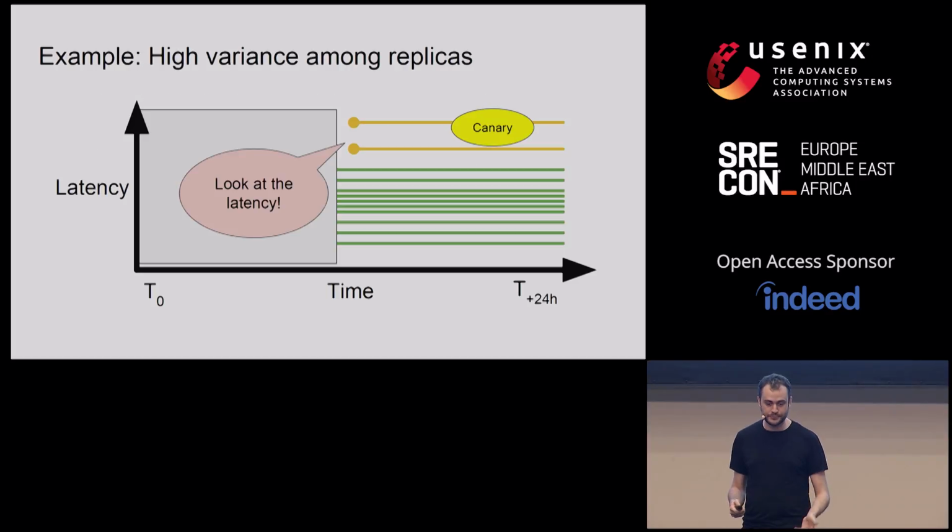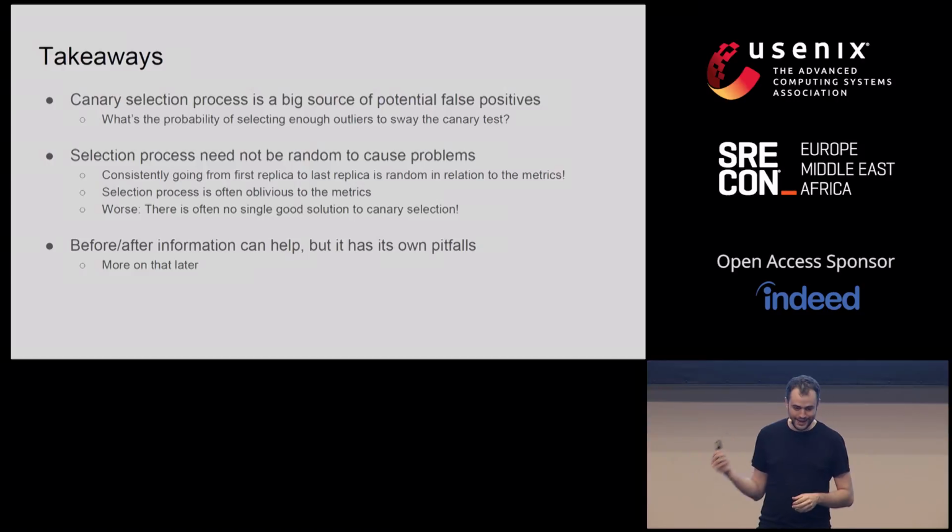Again, going back to the graph, try randomly selecting two replicas many times and see how many times they are going to be clearly skewed, let's say, comparing the mean of the canary and the remaining population. Before and after information can help. We have clearly seen that the same replicas were performing about the same way before and after. But there are issues with this, and we are going to be talking about that a little bit later.